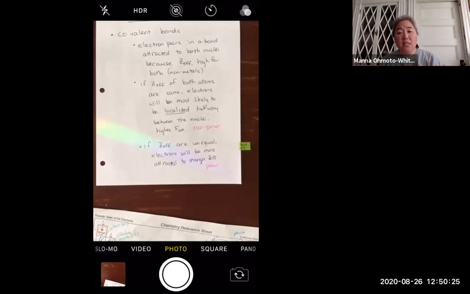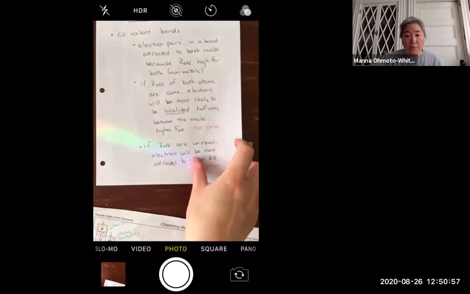However, if the Z effective are unequal, then it makes sense that the shared pair of electrons will tend to find themselves more closely attracted to the stronger Z effective nucleus, right? Stronger force of attraction, it's going to attract the electrons that they share more to itself. The electrons are bouncing back and forth, but will tend to gravitate toward the stronger nucleus. And as a result, we call this bond a polar bond.